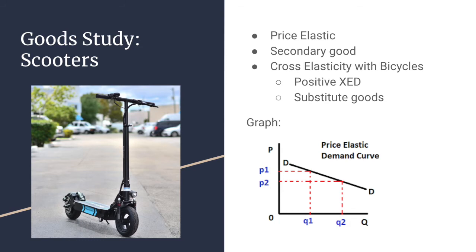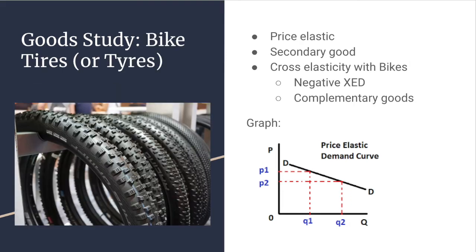Firms have to keep an eye on other firms selling substitute goods and be ready to lower prices in order to retain demand if the competition drops their own price. Bike tires are a good that is used in conjunction with bikes. When people buy more bikes, they will also need to buy more bike tires. When people buy fewer bikes, the demand for bike tires will drop as well.